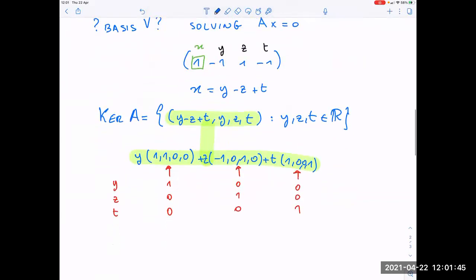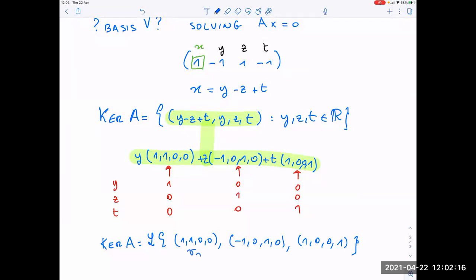So the kernel of A is the linear span of these three vectors: (-1, 1, 0, 0), then (-1, 0, 1, 0), and then (1, 0, 0, 1). Okay, here are the three vectors, v1, v2, and v3, that generate the kernel.